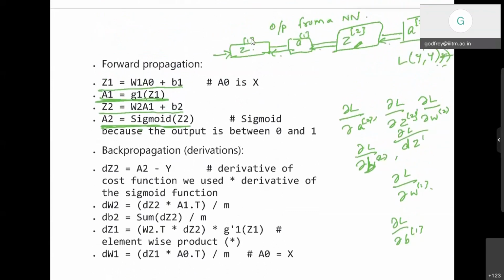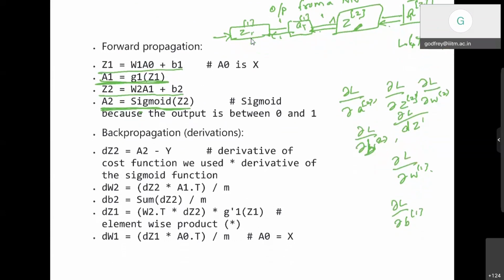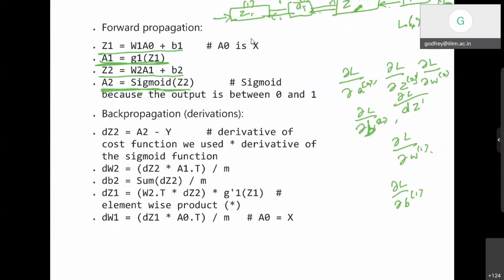So we see the pattern, right? Dou L by dou A2, dou L by dou Z2, dou L by dou W2, B2, A1, W1, B1, and Z1. So we see the pattern. We do a back propagation and we compute in this kind of a manner.